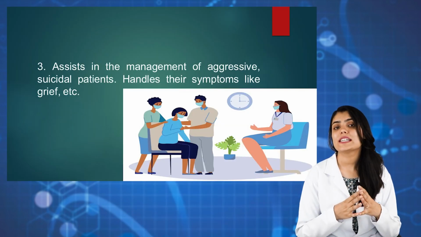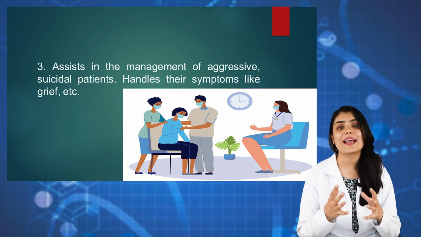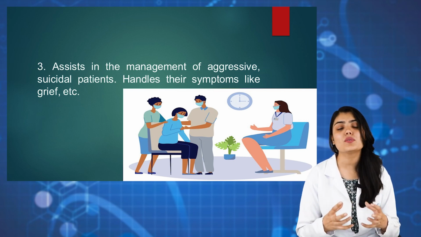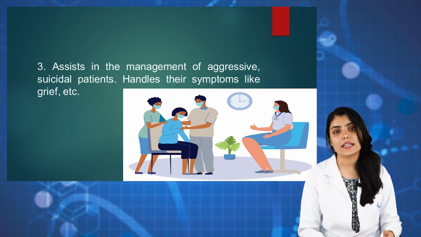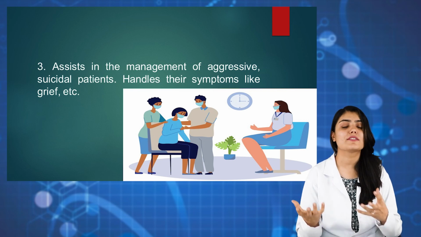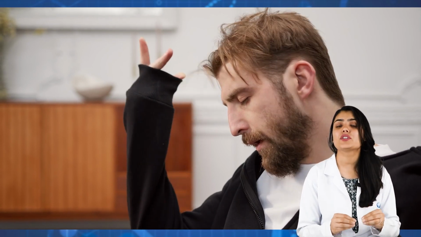Another very important and interesting function of a staff nurse in the psychiatric unit is management of aggressive as well as suicidal patients. So we know that a mentally ill patient may have suicidal thoughts, or they may be very aggressive because of their illness. And therefore it is the responsibility of a nurse working in the particular unit to make sure that she is able to manage aggressive as well as suicidal patients.